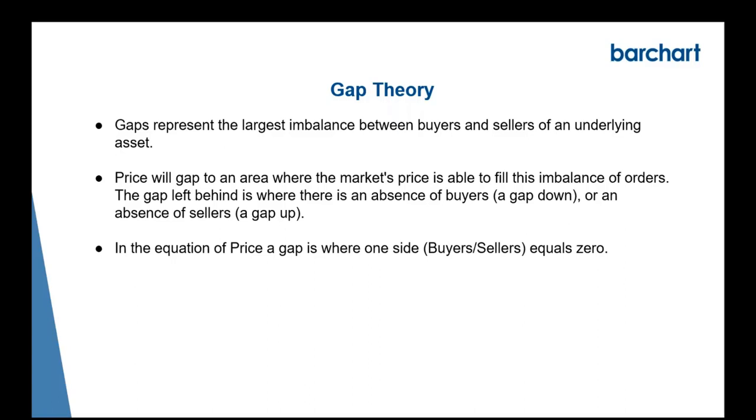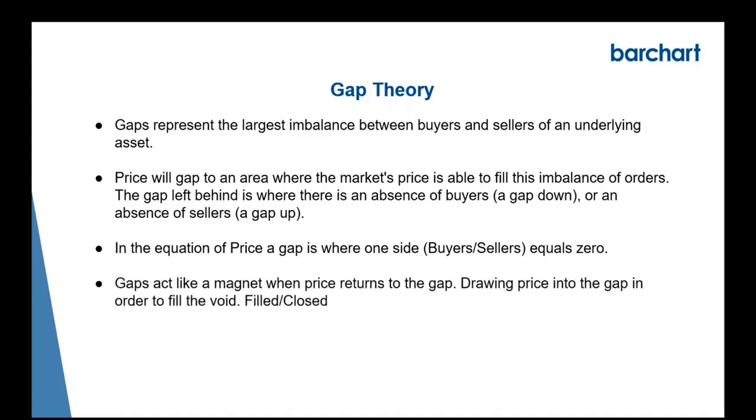So in this equation of price, a gap is where one side, a buyer or seller, is equal to zero. One side of our buyer and seller equation is zero. Remember that price is a record of transaction, and without a buyer or seller, there can be no record. So it's important for us to understand this, because when price comes back to the gap, we know that there's probably still going to be buyers at the origin of our gap, or there might be sellers at that origin gap, to come into that void.